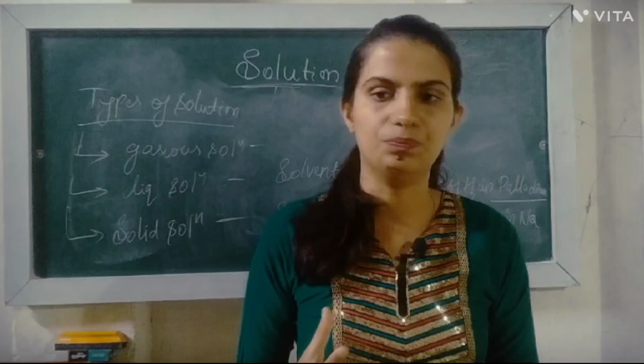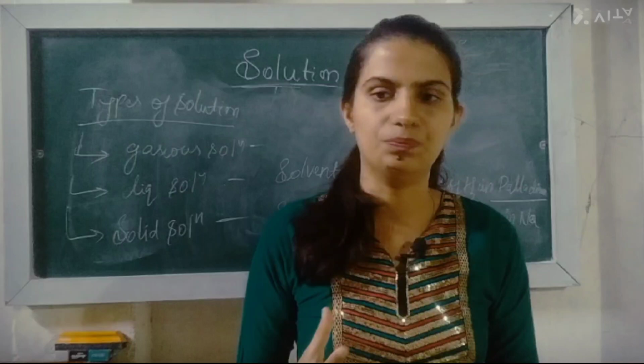So what is the formula for this? Mass of component divided by total mass of solution into 100, because they have mentioned percentage. This is the formula for mass percentage. It means mass percentage is the mass of component to the total mass of solution. Okay.